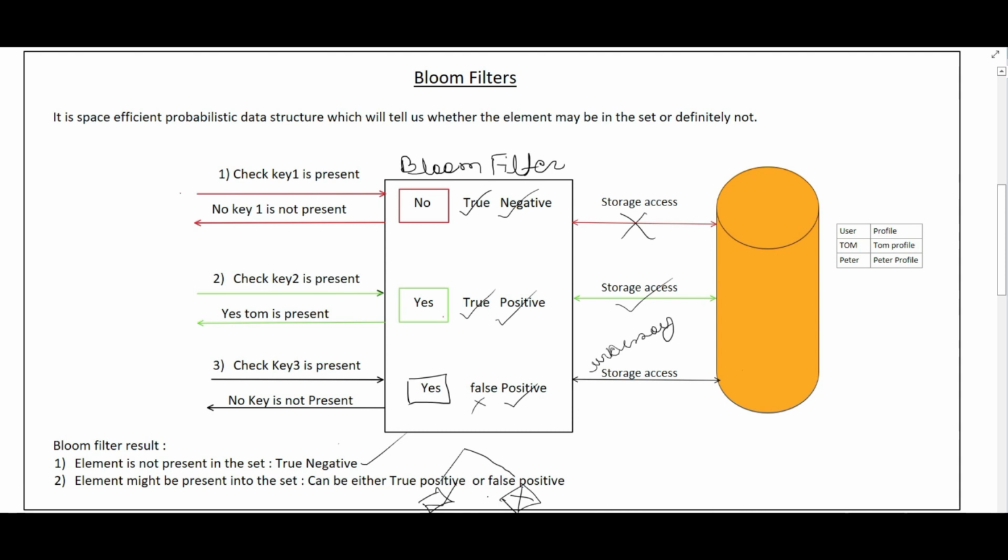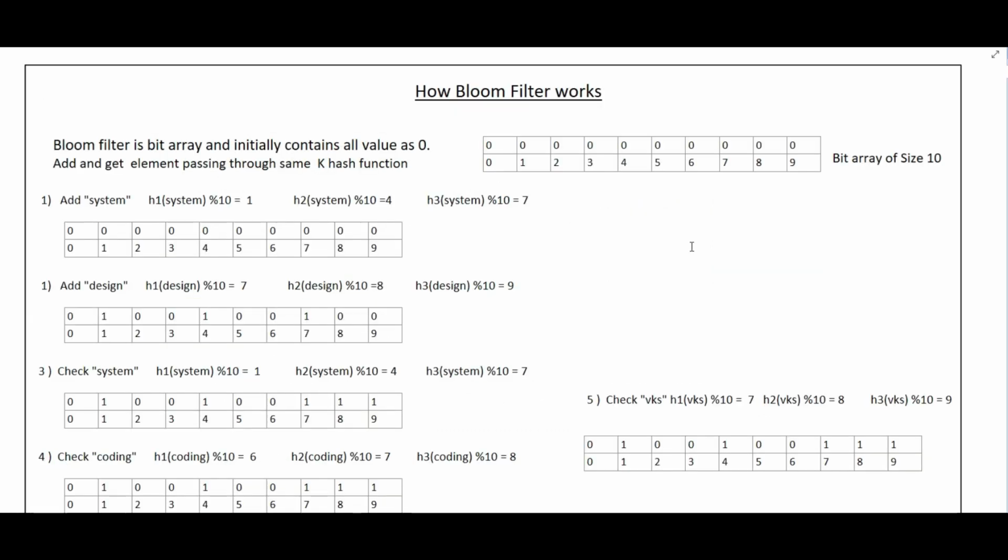So let's understand in more depth how a Bloom filter works. A Bloom filter is a bit array with all the bits initialized to 0, and to add or search an element in the Bloom filter, we have to pass it through k hash functions. Let's understand through one example. Here I have declared a bit array with a size of 10. All the values are 0 here, and I have numbered the indexes from 0 to 9.